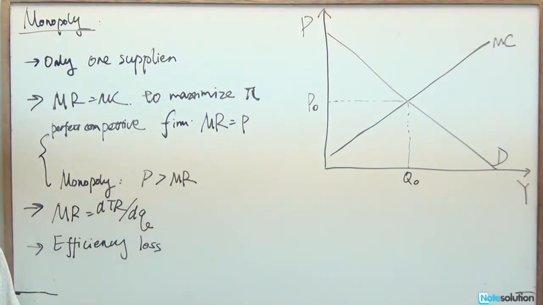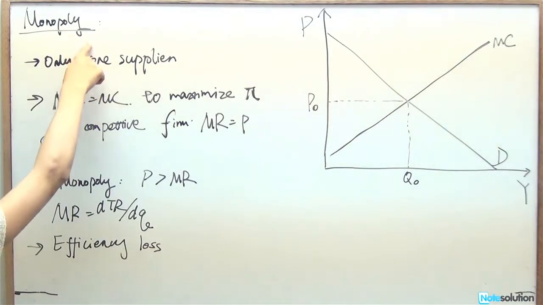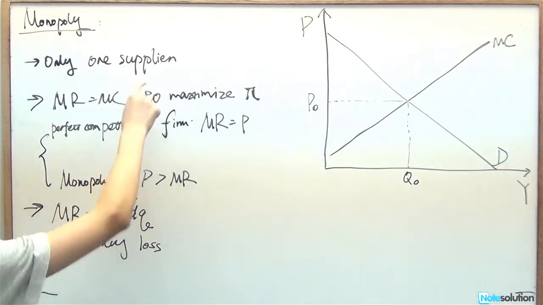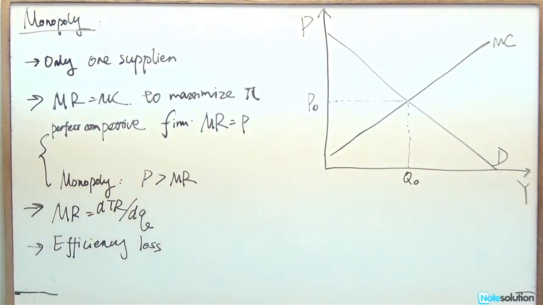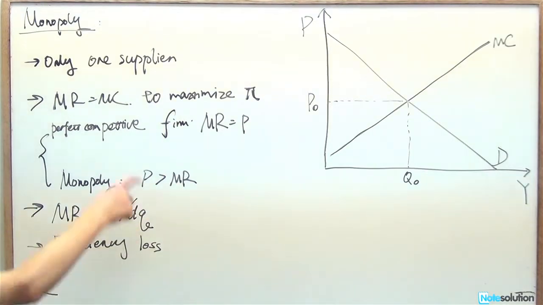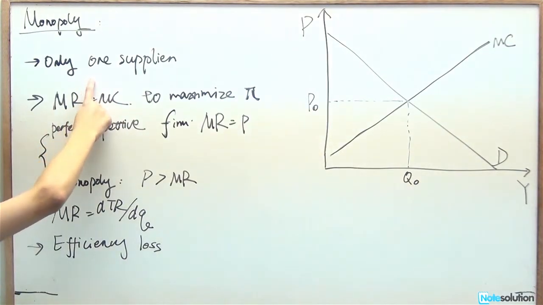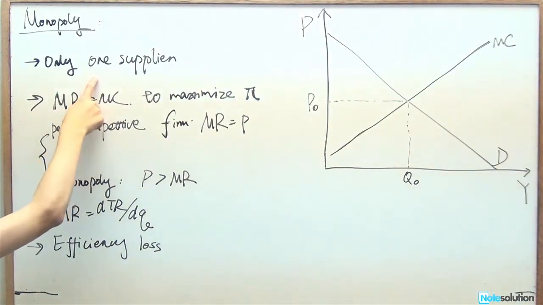So now we are going to talk about monopoly. In the monopoly industry, there will be only one supplier in the whole market, while in the perfect competitive market, there are unlimited small suppliers and they have no determination of the market price. But the monopoly market has only one supplier, so this one supplier has the power to determine the market price.